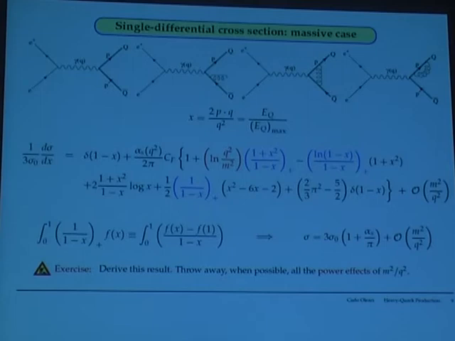I do a calculation, and wow, it has no divergences now. You don't see any 1 over epsilon pieces. But now let's take a look at all the pieces. You have a delta, it's clear, it's this one on the board. Then you have alpha, the sum of all of them, and it's a function of x, obviously.